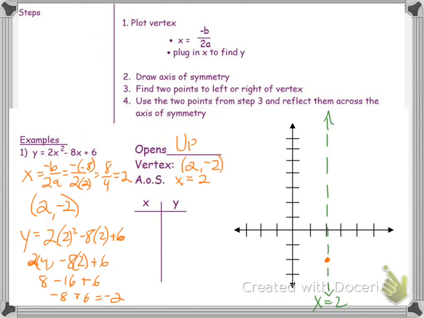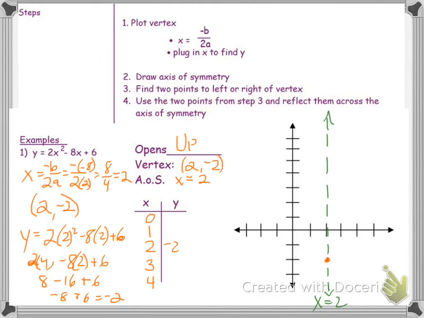To get the other points, I'm going to make that chart just like we did before. I have my vertex in the middle. 2 points less than my vertex is when x is 1 and when x is 0, and then when x is 3 and when x is 4. So to plug those points in, I don't have to use all of them because this axis of symmetry is symmetrical. I'm only going to plug in one side.